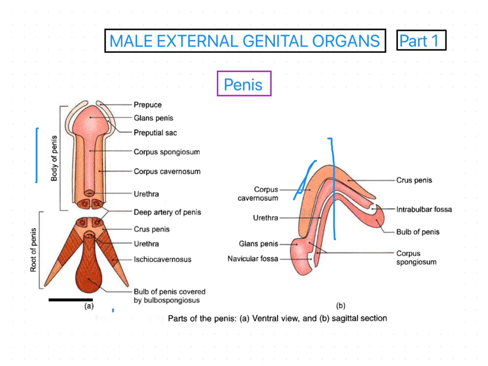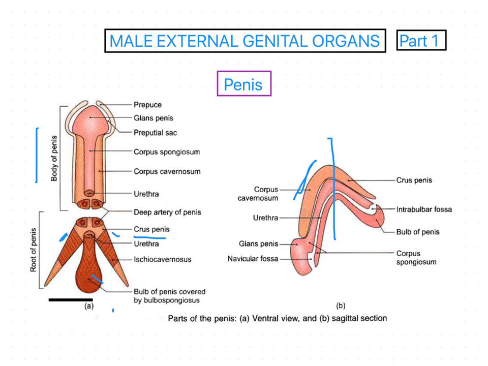In the root there are 2 crura, one on the left side and another on the right side. In the singular form it is called the crus penis. And there is 1 bulb. So these are the 3 erectile masses.